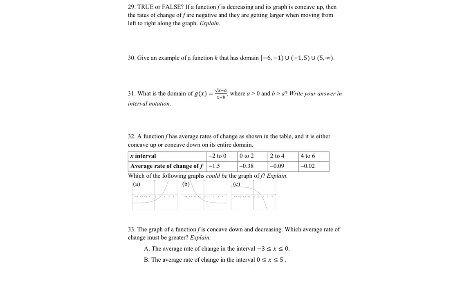So question 29, true or false? If a function f is decreasing and its graph is concave up, then the rates of change of f are negative and they're getting larger when moving from left to right along the graph. So this is true, and let's think about why.